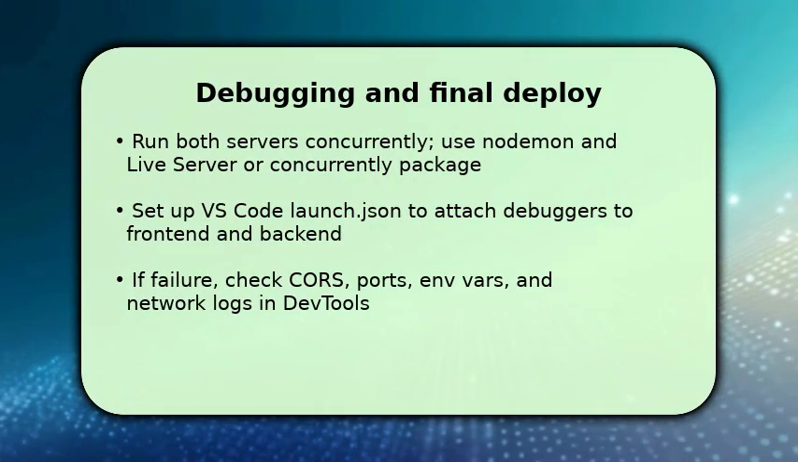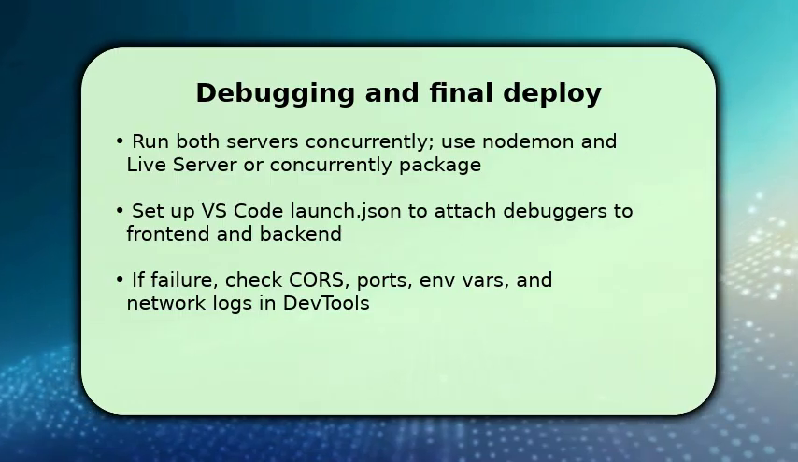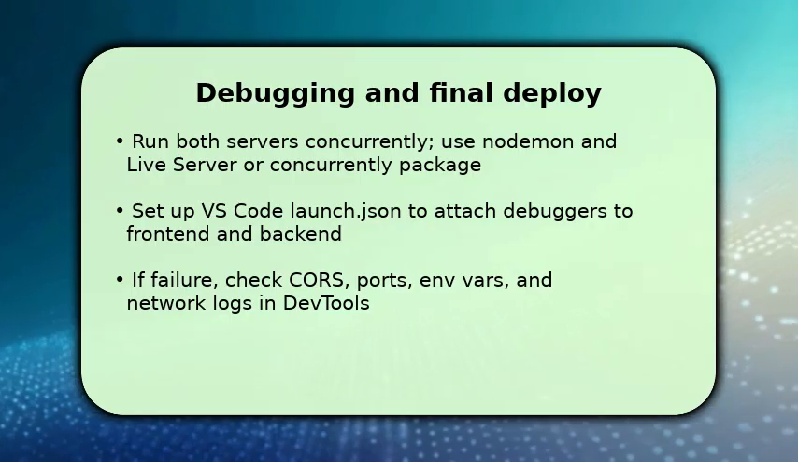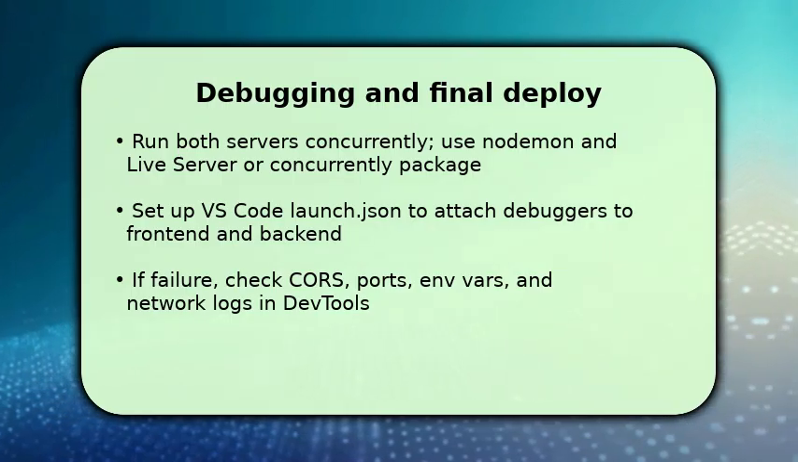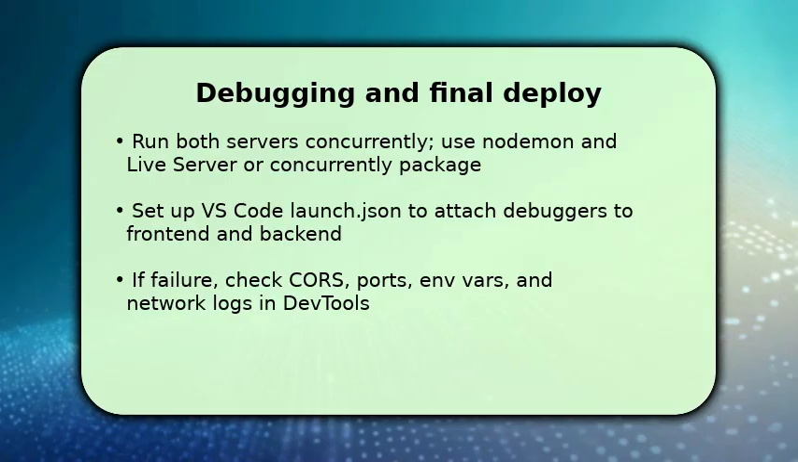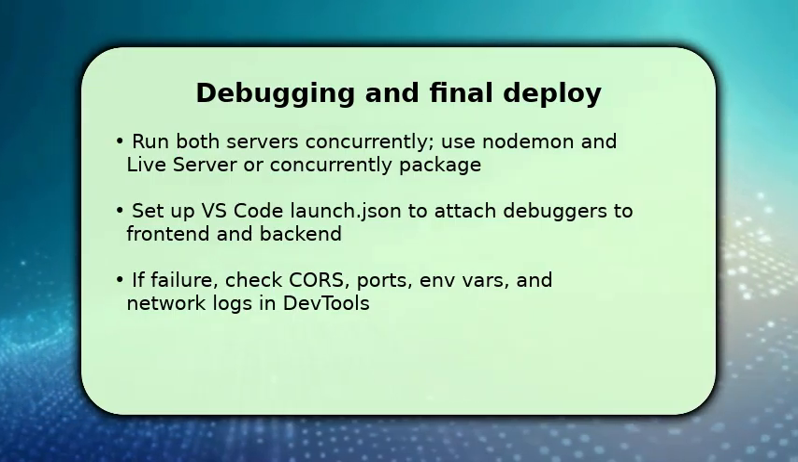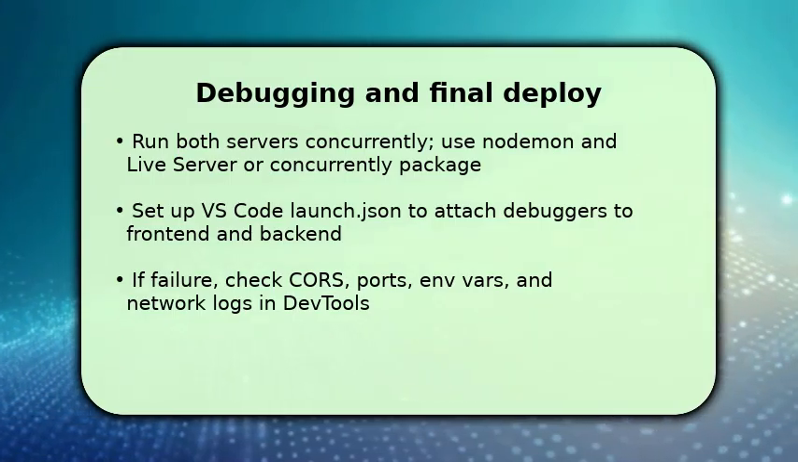Finally, run both the frontend and backend together, either with separate terminals or a single npm script using concurrently, and attach VS Code debuggers to each process so you can step through code. Make sure environment variables and port numbers match your requests. Update proxy or base URL as needed.